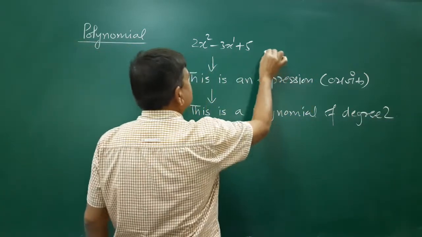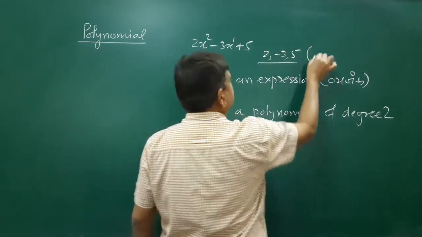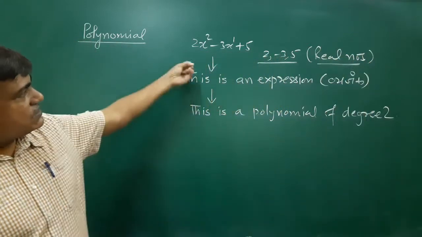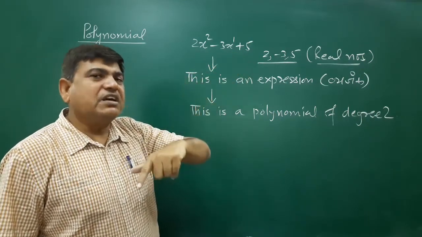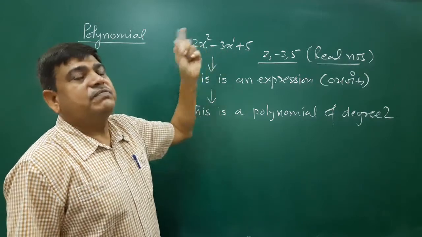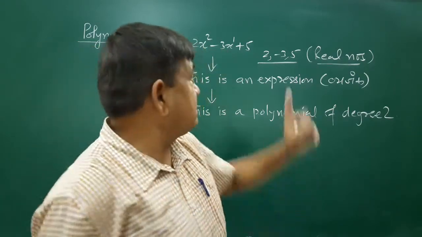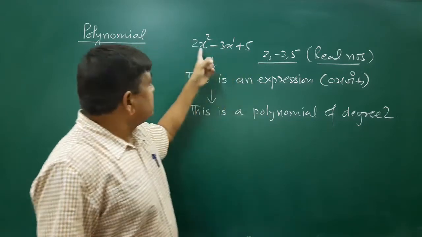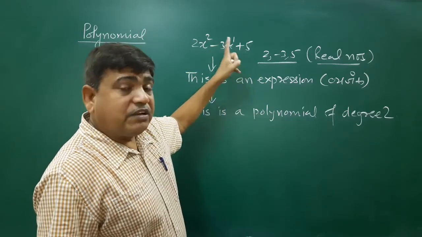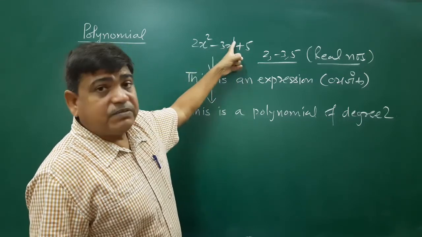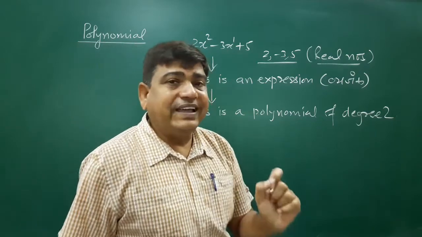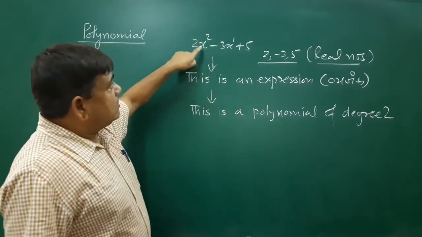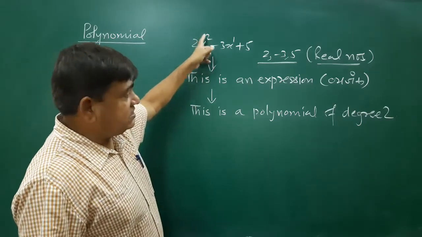Look at the coefficients 2, minus 3 and 5. These are real numbers. So this is an expression, but it is a special type of expression. This type of expression, in which we find the power of the variable single, not in multiplication, not two variables, single variable, here it is x, the power of the variable is always a non-negative integer. Non-negative integer means 0, 1, 2, 3, 4, 5 and so on. Highest power is 2. This is called the degree.